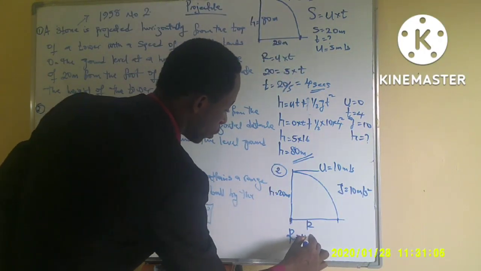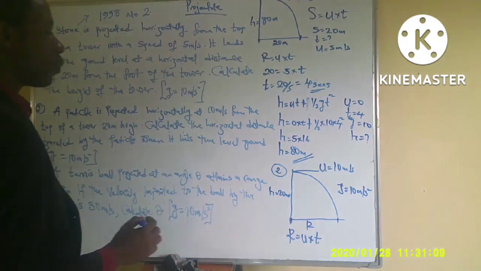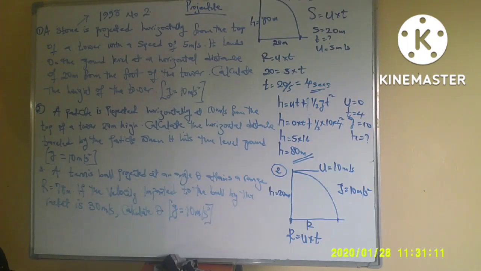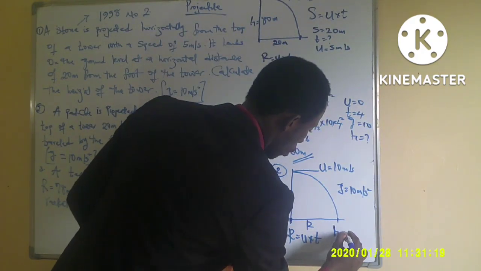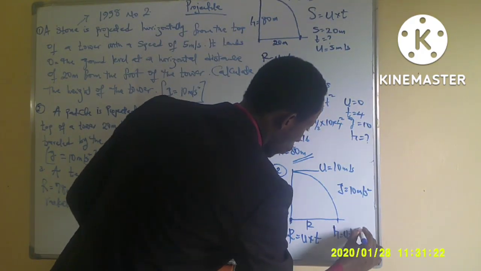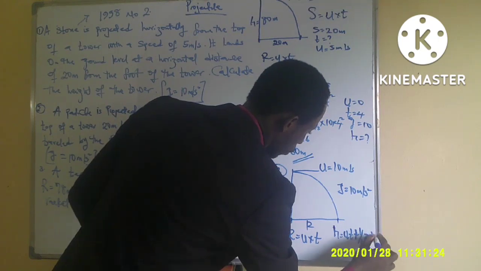Remember, the range R is equal to u times t. But we have u, we don't have t. That means we need to look for t. How do we look for t? We use the formula for h. Since the height is given, h is equal to ut plus 1 over 2 gt squared.